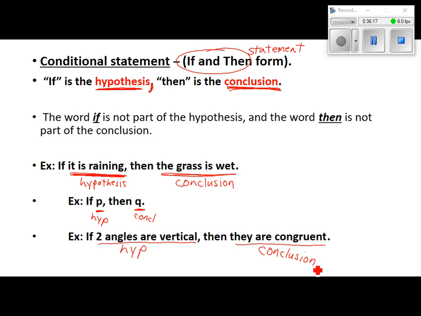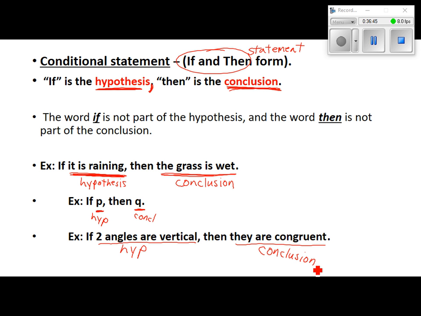Let's go back to the first one here. Is this a true or false statement? If it is raining, then the grass is wet. Is that true or false? False. If it's false, then what you have to be able to do is give me a counterexample. Does anybody remember what a counterexample is from last class? Something to back your answer up, something to show that it's false. So give me a counterexample.